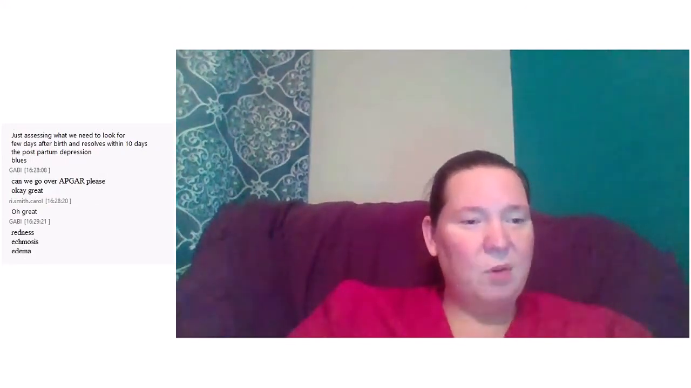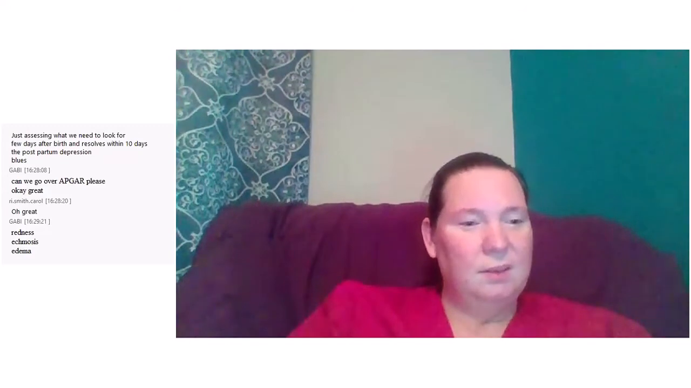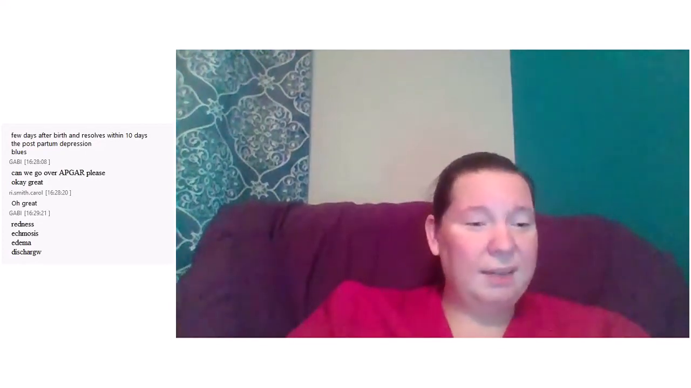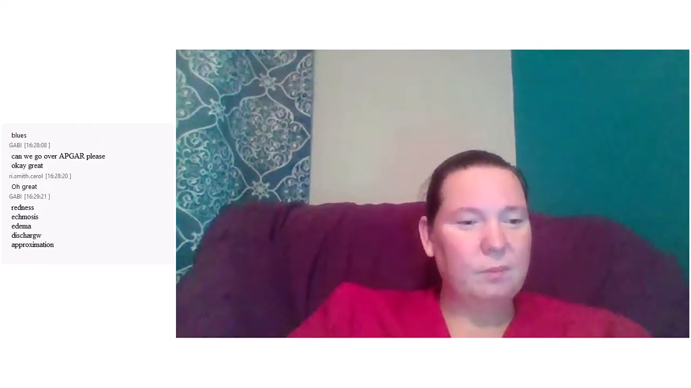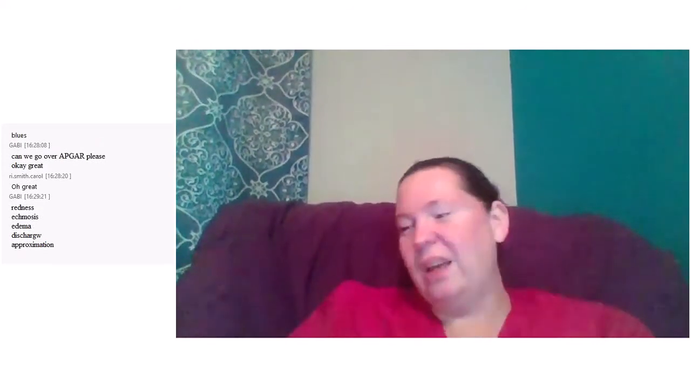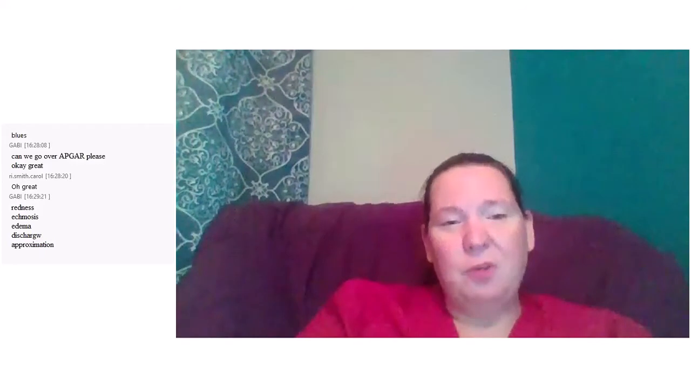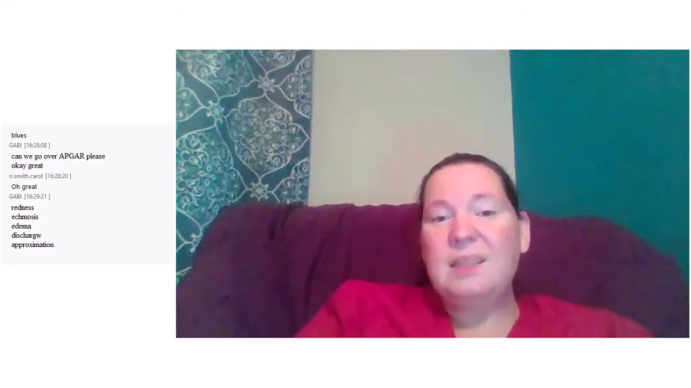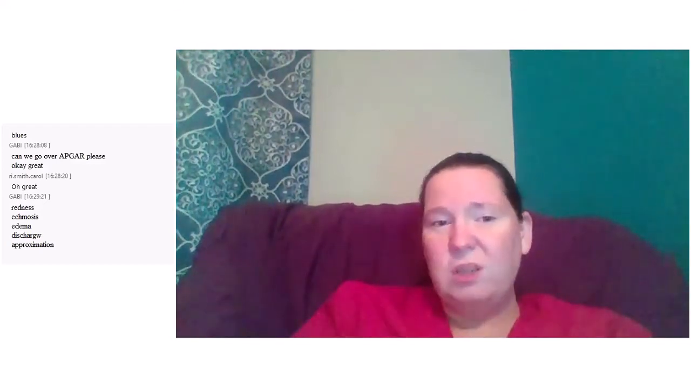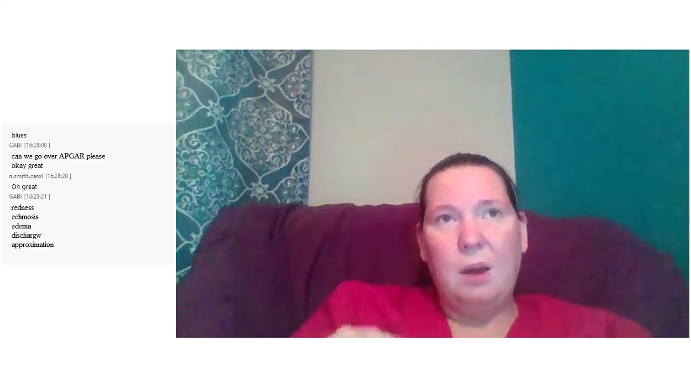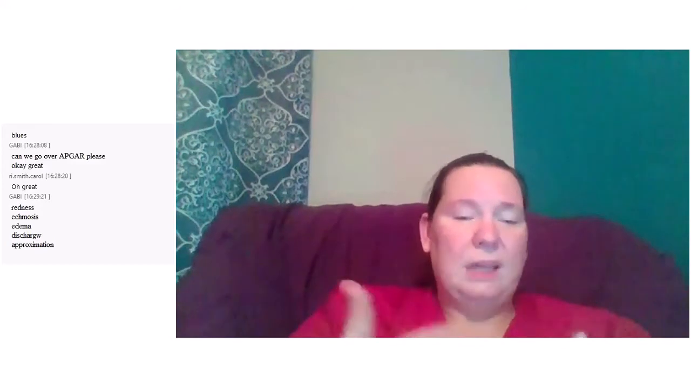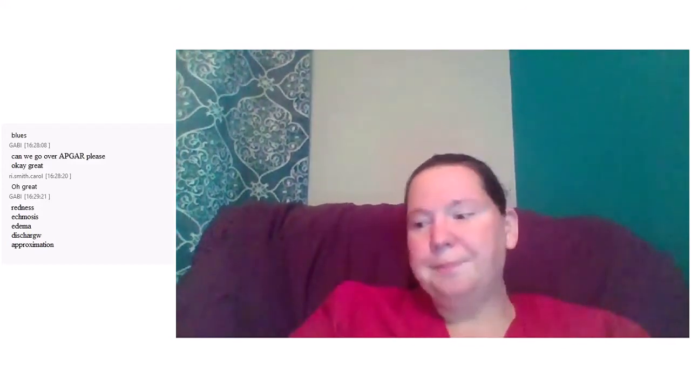Yep, redness, ecchymosis, edema. Yep, discharge or drainage. You can use either D word and it applies. And approximation. Excellent. Very good. So that acronym helps you remember what you're looking for when you assess any kind of incision. Whether you're talking about the C-section incision or the episiotomy incision, that helps you remember what you're looking for to assess if there's complications of that site.